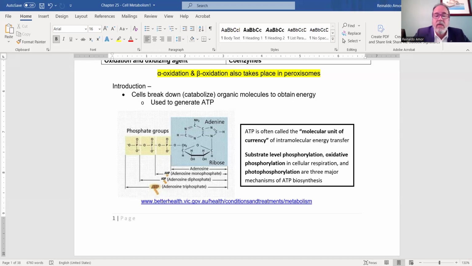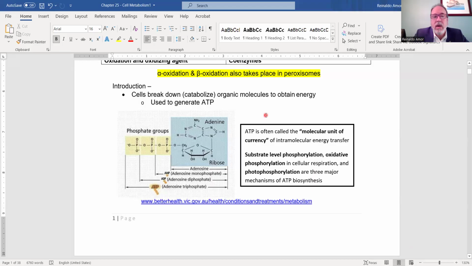Okay, so we can also use specific amino acids to make energy as well. But again, amino acids are the building blocks of proteins. We want to leave proteins alone and use glucose instead. Okay, so why do cells need energy?